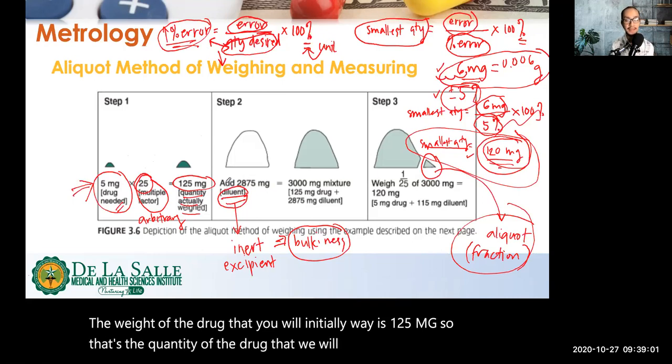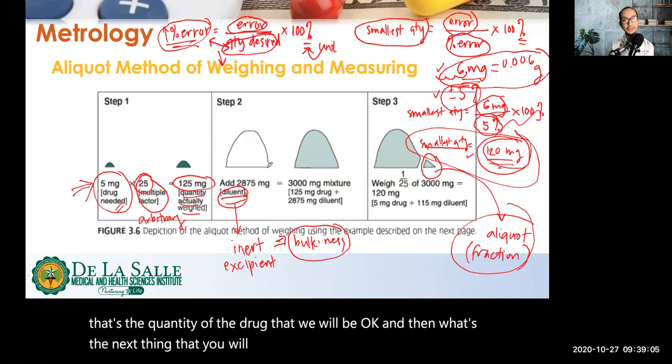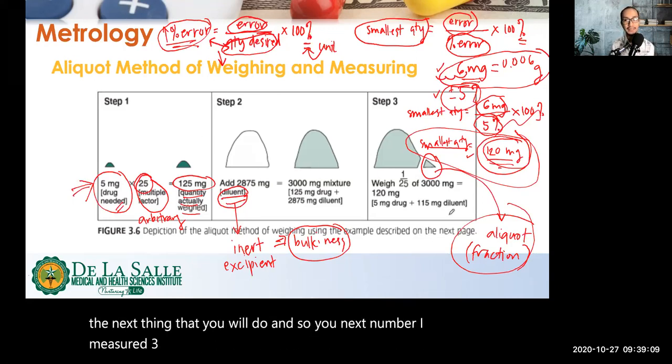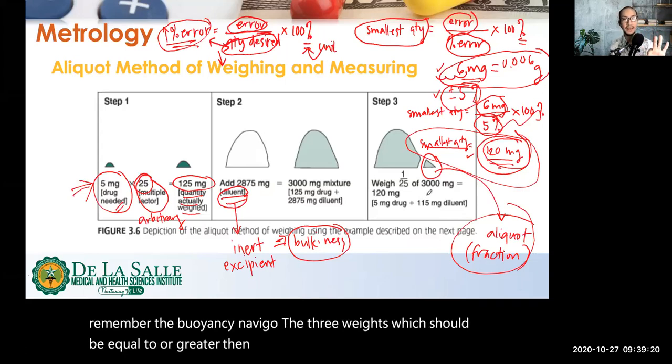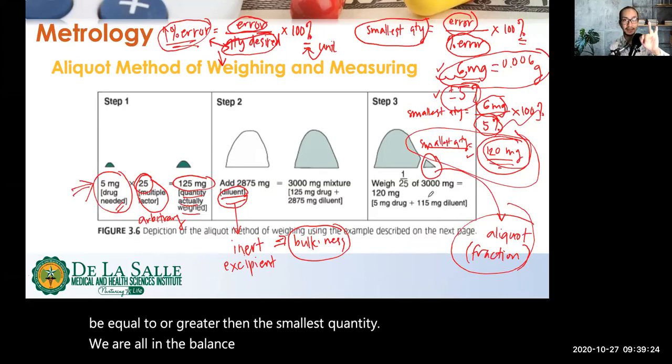Okay, and then what's the next thing that you will do? Okay, ayan, so yung next na part ay medyo tricky, no? Ayan, remember the third thing that I mentioned. Okay, so remember tatlo yung sinabi ko, the three weights which should be equal to or greater than the smallest quantity weighable in the balance are the drug, the diluent, and the fraction of the mixture.